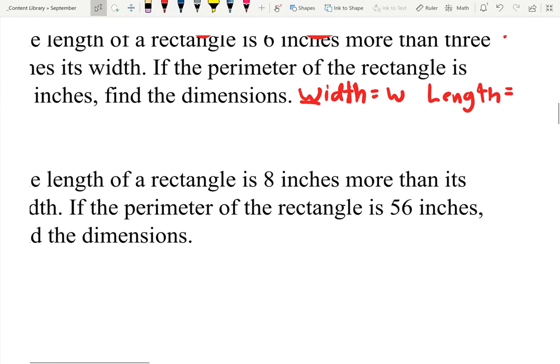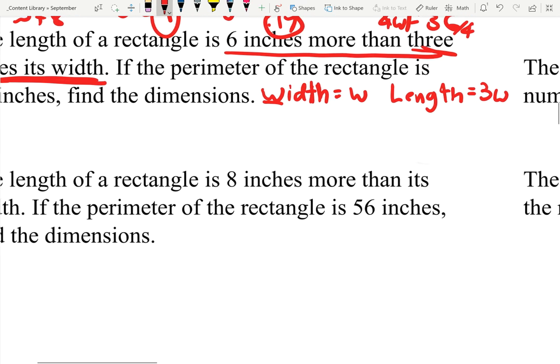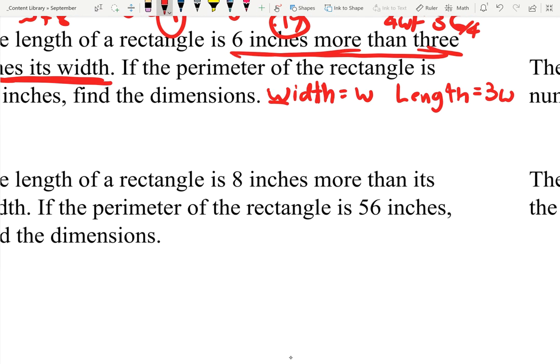Length, it says 6 inches more than 3 times its width. We talked about this in that previous video about the small and large number. 6 inches more than 3 times the width. It literally says 3 times the width. So we really know that it's got 3W in it because that's 3 times the width. But 6 more than that means adding 6. So the length is 3W plus 6.